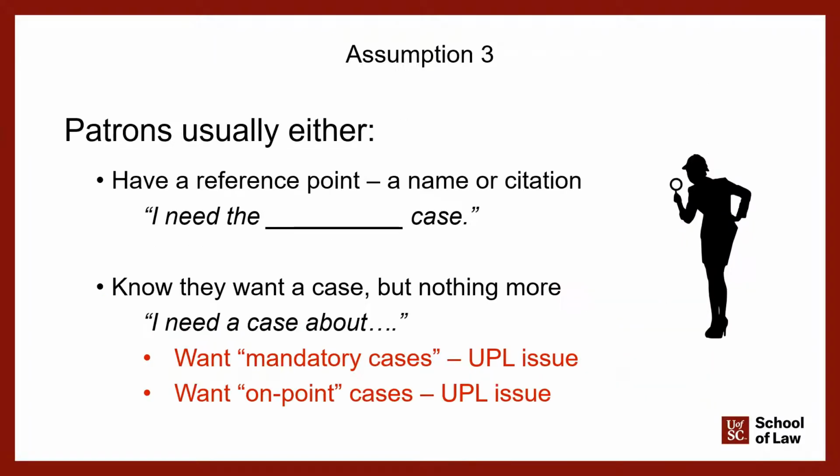And then the third assumption is that you really are seeing 2 kinds of questions, and this is more focused towards public librarians, and that is the patrons usually come in saying, hey, I've got a name of a case, I need to find this case, or I have a citation to a case, or somebody said there's a case. They've got some starting point, and they want to find that case. And then the more challenging situation is they know that they need a case, but they don't know anything else. I was in court, I need a case about whatever it is.